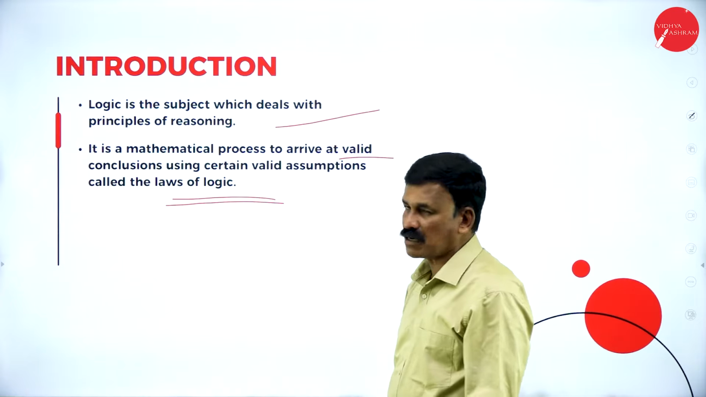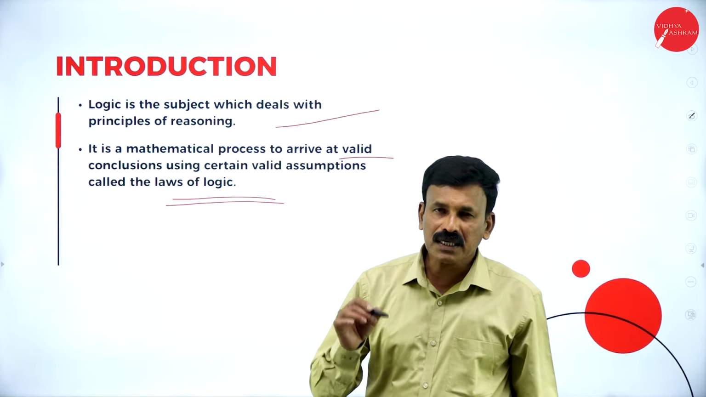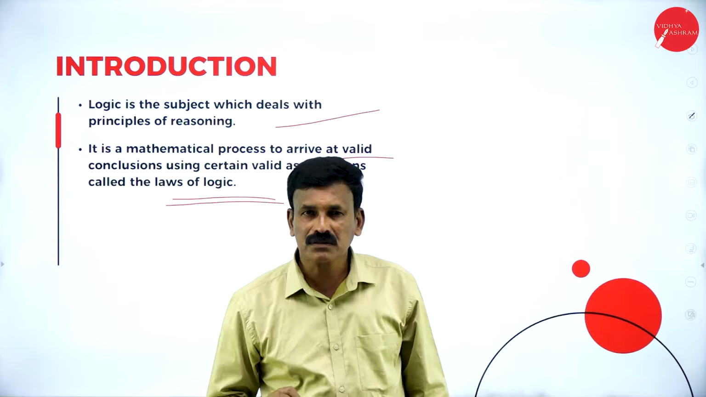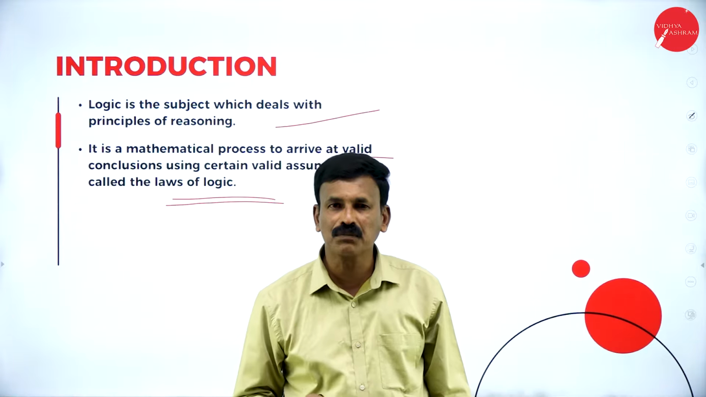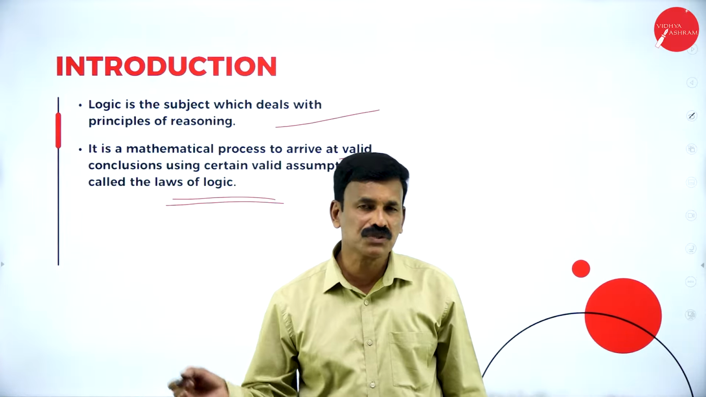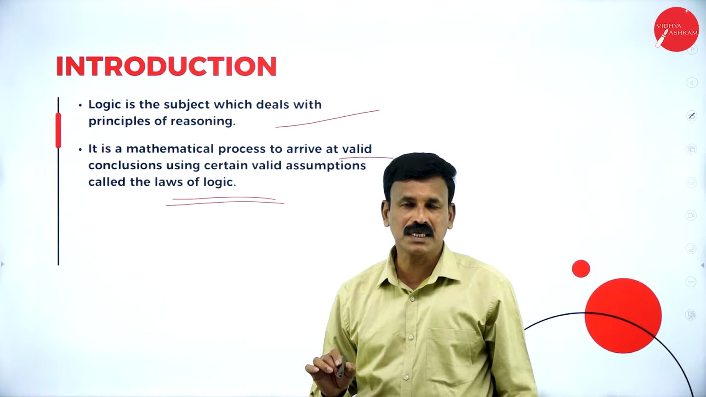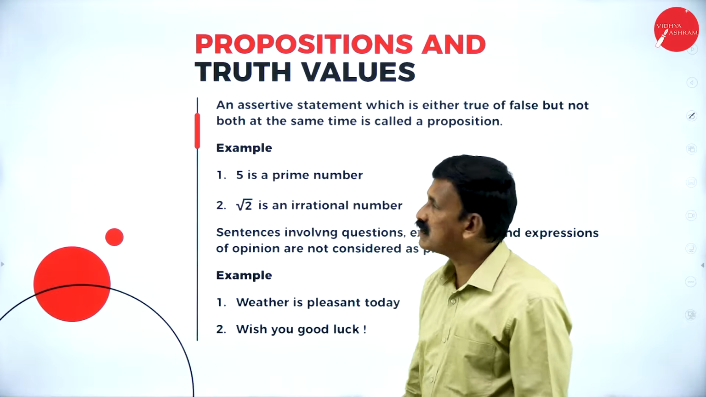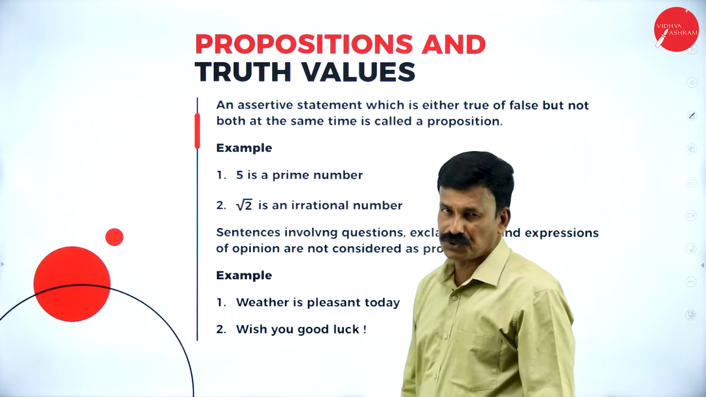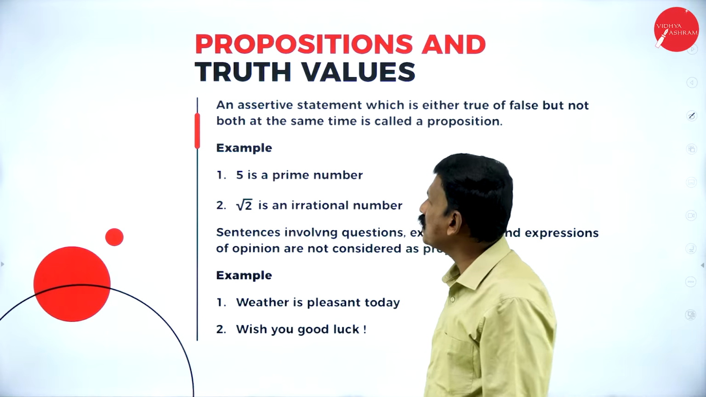Now, let us take an example. Bangalore is the capital city of Karnataka. New Delhi is in India. Root 2 is an irrational number. 3 into 4 is 12. These are a few examples. Now, let us know what is meant by a proposition. Propositions and truth values.